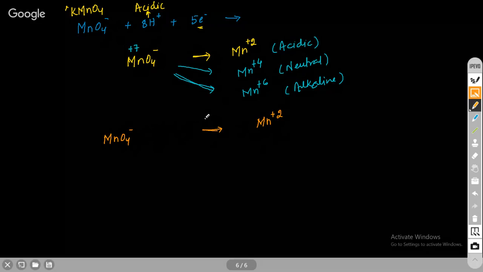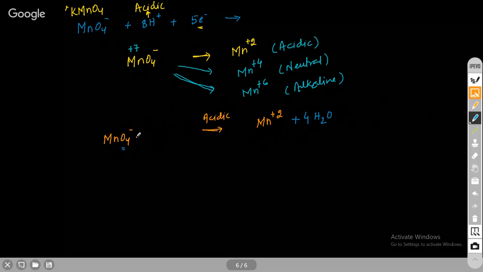Now the medium is acidic. In acidic medium, we'll balance oxygen by adding water molecules on the other side. Here we have oxygen, so we'll add water molecules on the opposite side. But how many water molecules? That depends on how many oxygen atoms we have here. We have 4 oxygen atoms, and one H2O molecule has 1 oxygen, so we'll multiply by 4. We'll add 4 H2O molecules on the other side. If you add this H2O, you see the oxygen is balanced on both sides, right?